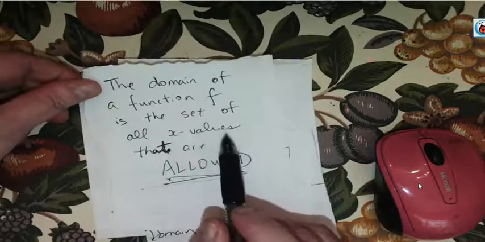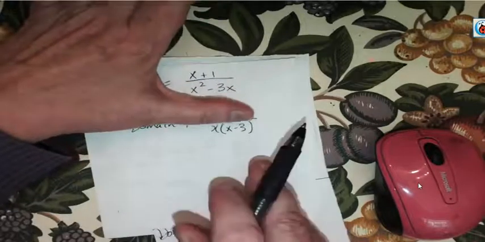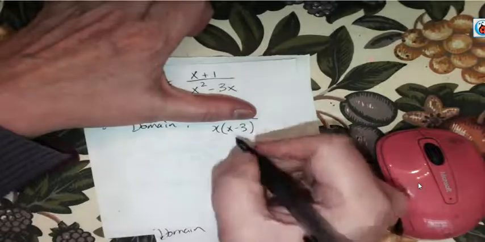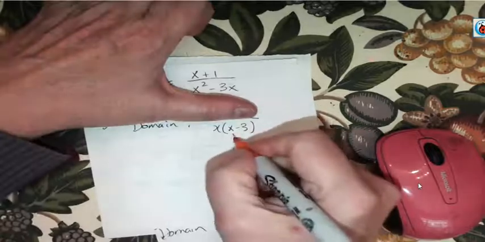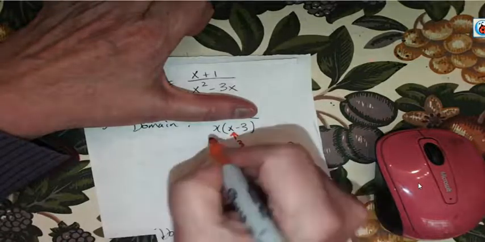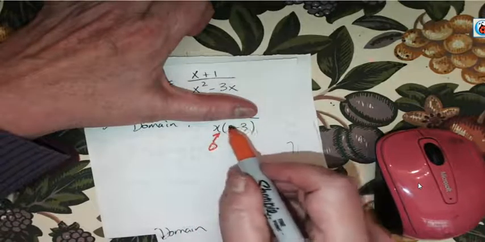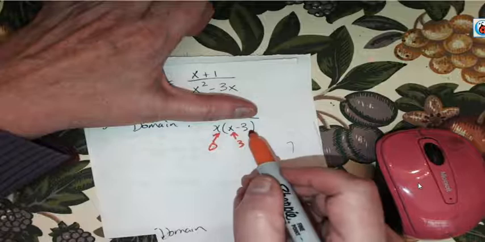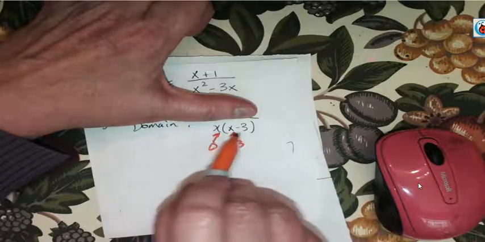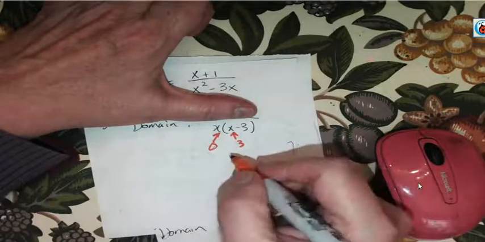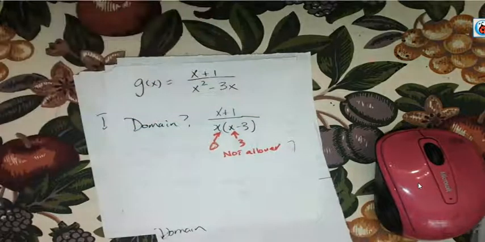The domain is the set of x values that are allowed. Where do we get in trouble here? Well, the denominator is not allowed to be 0. And so for this one, we can see we get in trouble if x is 3, but we also get in trouble if x is 0. If x is 3, then what's inside the parentheses is 0, and so the whole thing's 0. If x is 0, then it's multiplied by that, the whole thing's 0. So these are not allowed. X is not allowed to be 0, and x is not allowed to be 3.